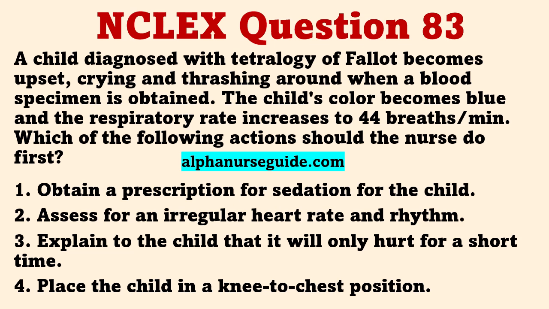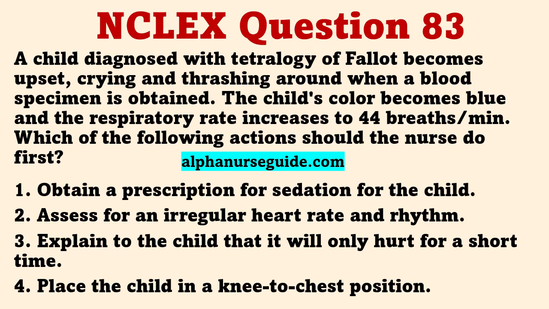A child diagnosed with tetralogy of Fallot becomes upset, crying and thrashing around when a blood specimen is obtained. The child's color becomes blue, and the respiratory rate increases to 44 breaths per minute. Which of the following actions should the nurse do first? 1. Obtain a prescription for sedation for the child. 2. Assess for an irregular heart rate and rhythm. 3. Explain to the child that it will only hurt for a short time. 4. Place the child in a knee-chest position.